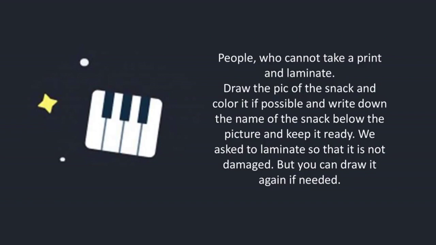People who cannot take a print and laminate, draw the pic of the snack and color it if possible, and write down the name of the snack below the picture and keep it ready. We ask to laminate so that it is not damaged, because the child tends to put it in the mouth or tear it apart. But you can draw it again if needed. But draw it in a way that the child can understand that the snack you are referring to is resembled in the drawing.